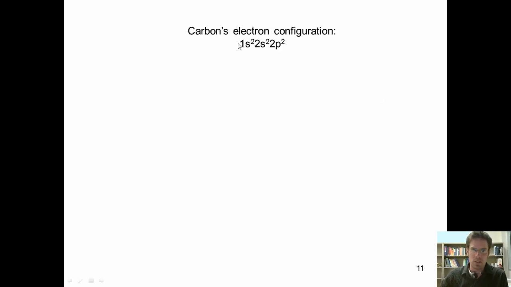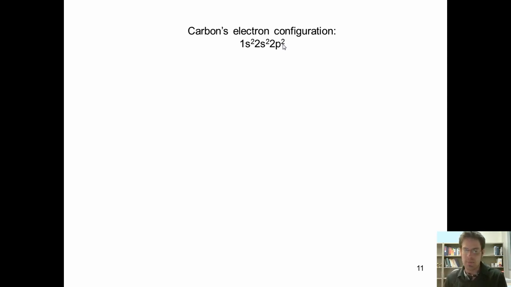S orbitals are shaped like spheres, and p orbitals are shaped like cute little dumbbells. Now, as you should have learned back in general chemistry, every element has its own electron configuration, which is a subject that I won't review here. Carbon's electron configuration, of course, is 1s2, 2s2, 2p2. Now, carbon's valence orbitals are the ones that have the highest number, this 2s orbital and this 2p orbital. You count up the number of electrons occupying those, it adds up to 1, 2, 3, 4. So that means that carbon has 4 total valence electrons.